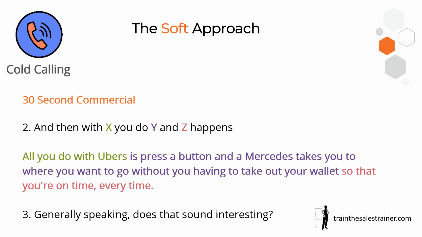And then with X, you do Y and Z happens. All you do with X, Uber's, Y is press a button and a Mercedes takes you where you want to go without you having to take out your wallet. Z, so that you're on time every time. Part 3. Generally speaking, does that sound interesting?